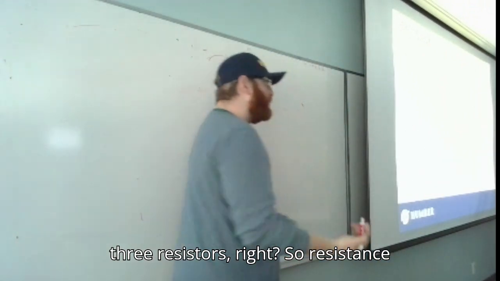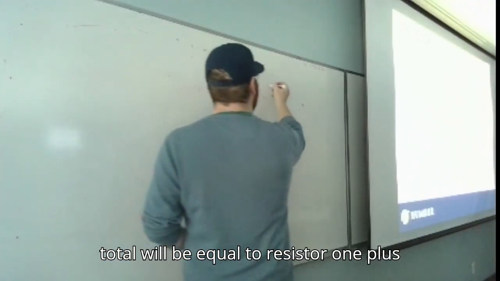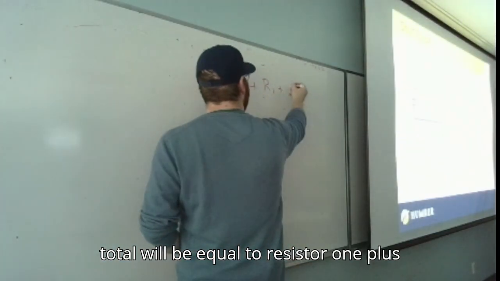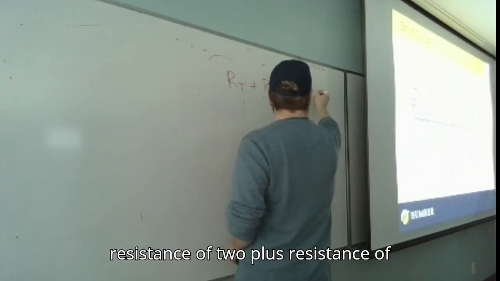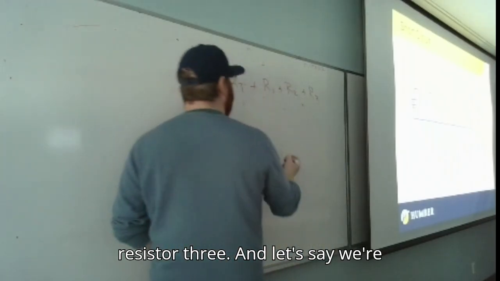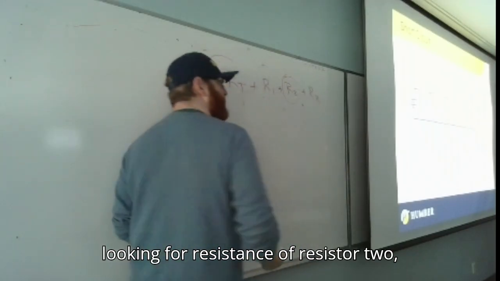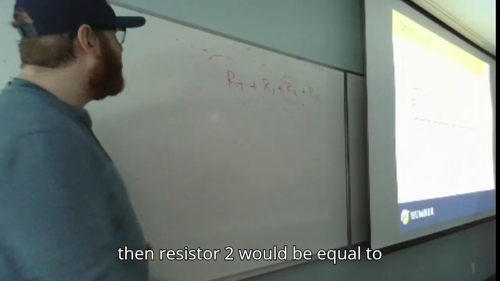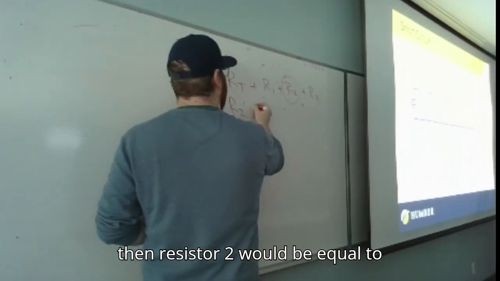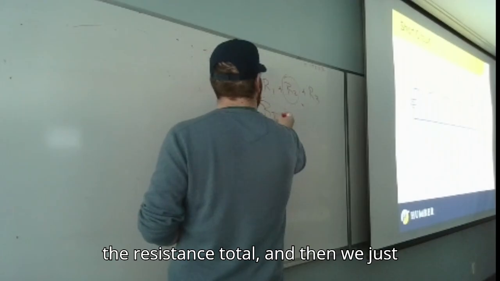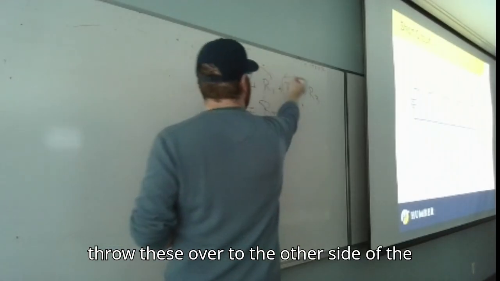So let's say there's 3 resistors, right? So resistance total will be equal to resistor 1 plus resistance of 2 plus resistance of resistor 3. And let's say we're looking for resistance of resistor 2, then resistor 2 would be equal to the resistance total, and then we just throw these over to the other side of the equation.